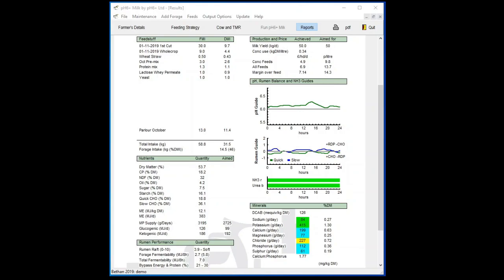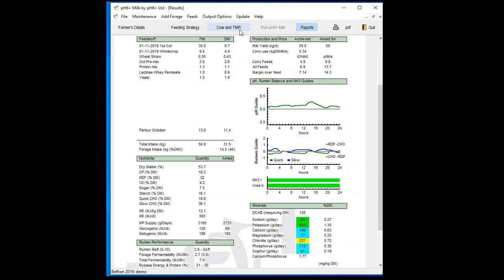Towards the bottom of this section, we can find the prediction made by the simulator of 3 important dietary factors: the metabolizable protein, or MP, the glucogenic and the ketogenic. The glucogenic value represents what can be used to produce glucose in the cow's body, and the ketogenic represents what can be used as fat.